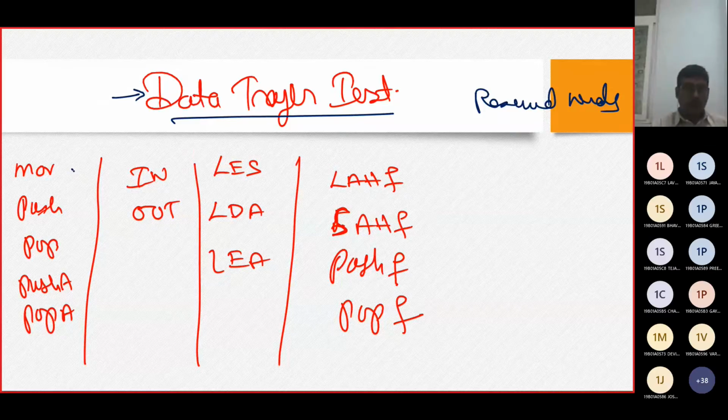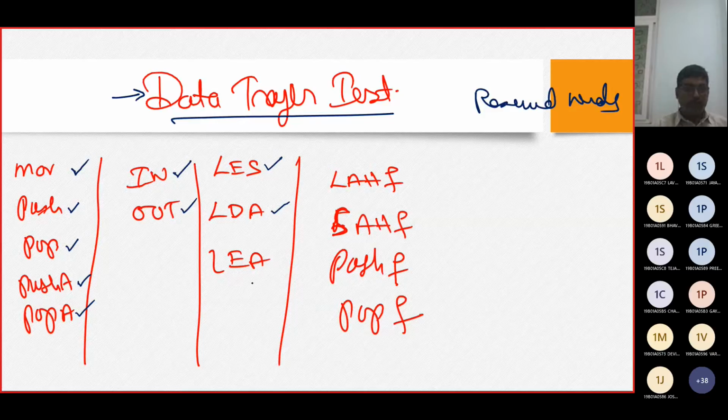That is moving from one location to another location, pushing into the stack, removing from the stack, then pushing the accumulator content into the stack, removing the accumulator content from the stack, taking the data from the port and writing it into the memory. Similarly, data in memory has to be brought to the input output devices. Then we want to load the effective address of the extra segment. Then we want to load the starting address of the data segment register.